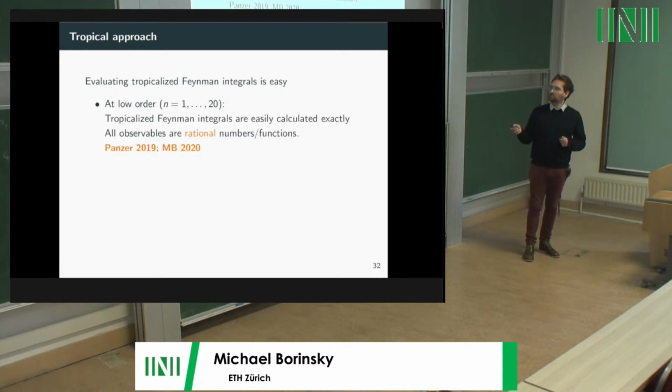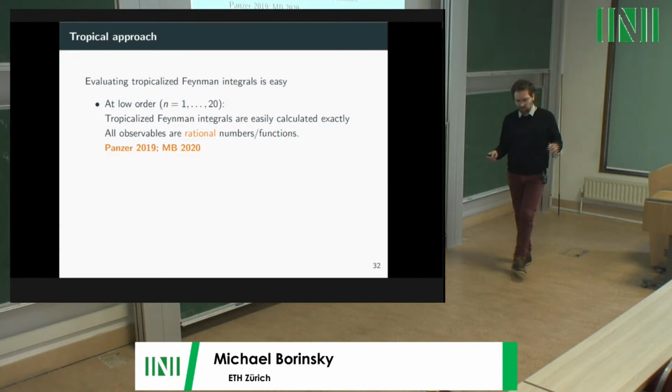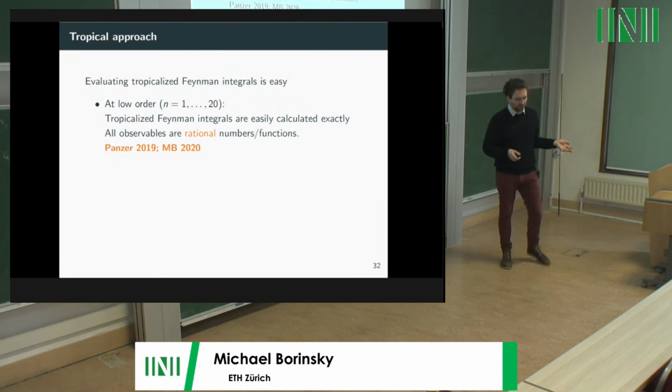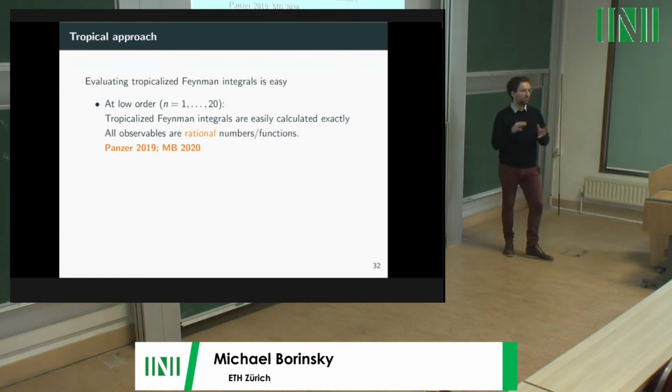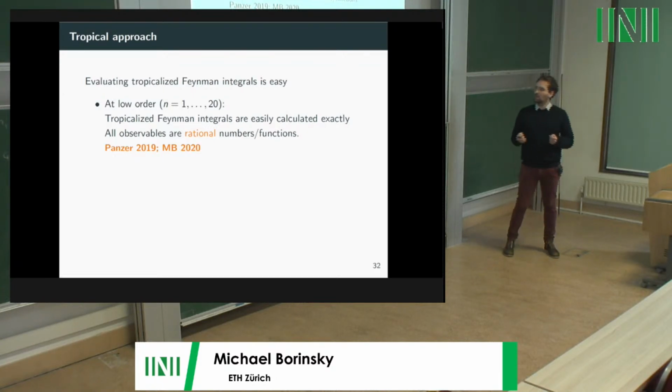So at low order, up to 20 loops, these integrals can be calculated easily, and all the observables are either numbers or some rational functions. So not so complicated. There's also a related story on a simplified version of these integrals that is called the Hepp bound, that was studied by Erik Panzer. And this Hepp bound has an interesting relationship to these period integral questions.